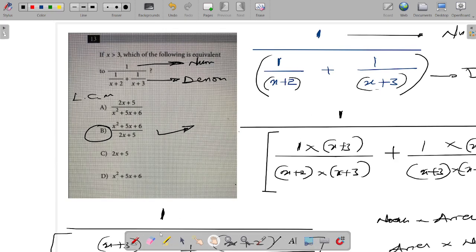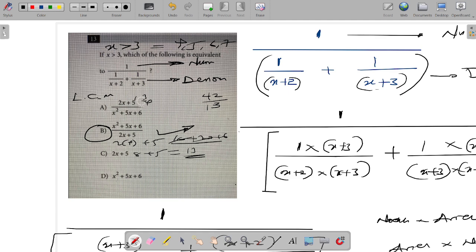Because this is the condition, you can only select numbers that are greater than 3. And numbers that are greater than 3 are 4, 5, 6, 7. So if you substitute 4 here, that is 2 times 4, then plus 5, which is 8 plus 5, and that is 13. For the top part of the expression, you can easily have something like 4 squared, which is 16, plus 5 times 4 is 20, plus 6, and this is 36, right? 36 plus 6 is 42 divided by 13, and 13 times 4 is 52.